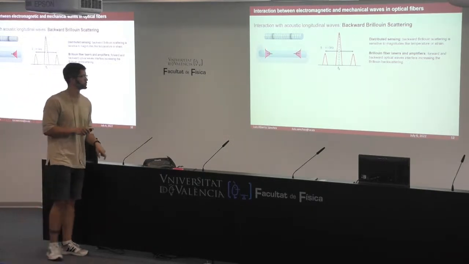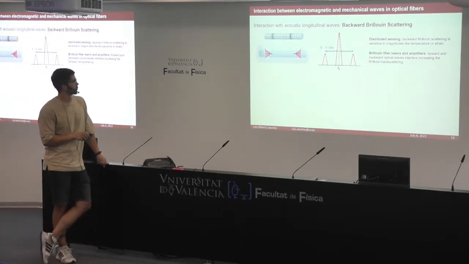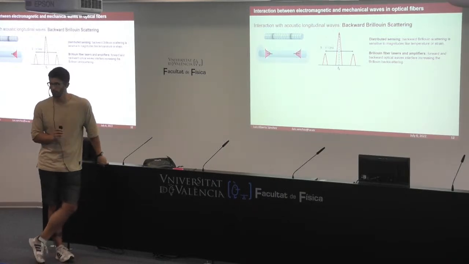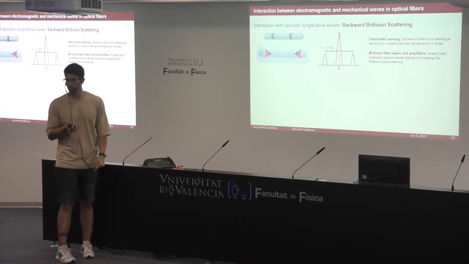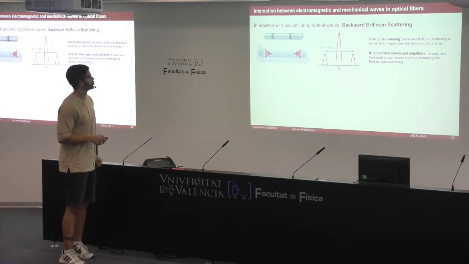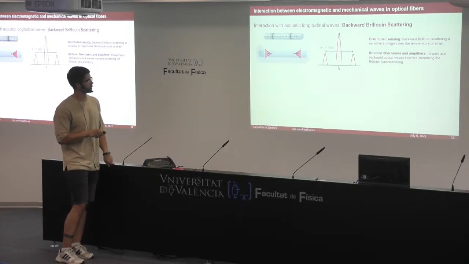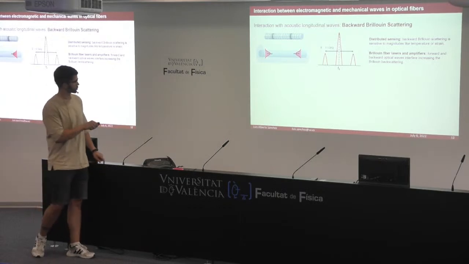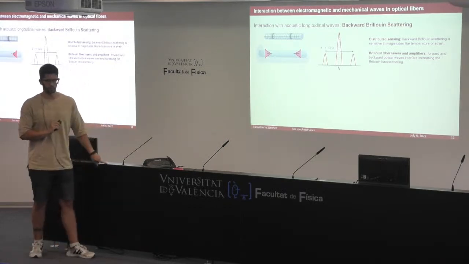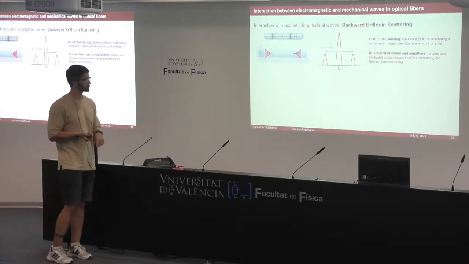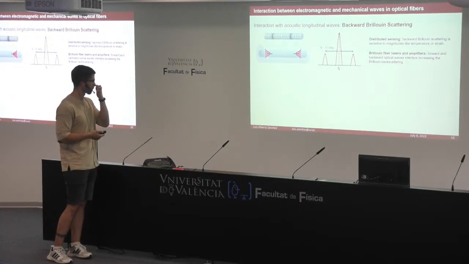You can do, for example, distributed sensing. The position of these detuning frequencies is dependent on the temperature and the strain on the fiber, so you can use that as a sensor for temperature and strain. You can also use them to build Brillouin fiber lasers and amplifiers, because both waves, the forward propagating wave and the backward propagating wave, interfere between them. And you can use that to fabricate amplifiers and lasers.